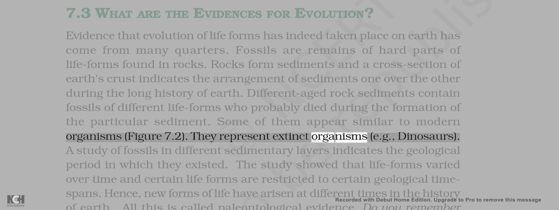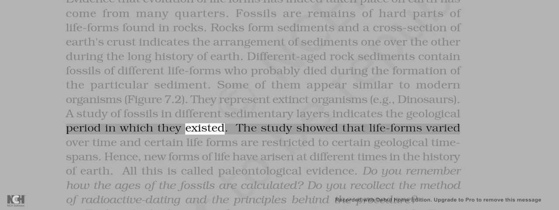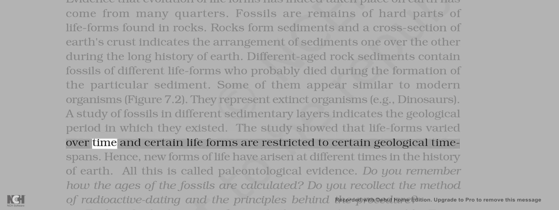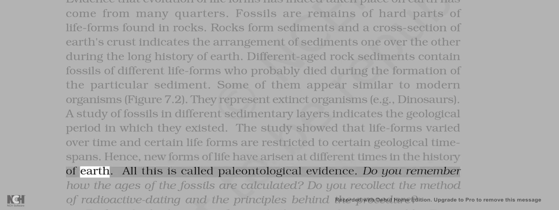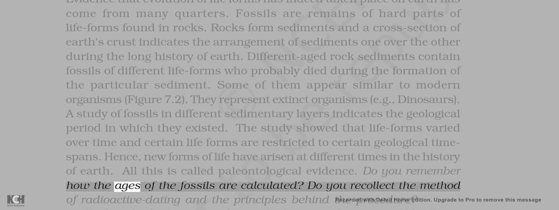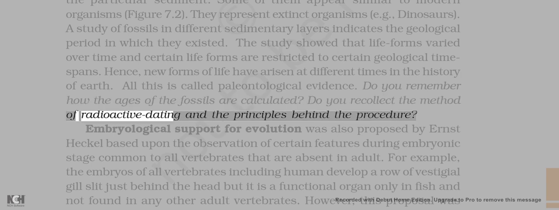They represent extinct organisms, e.g., dinosaurs. A study of fossils in different sedimentary layers indicates the geological period in which they existed. The study showed that life forms varied over time and certain life forms are restricted to certain geological time spans. Hence, new forms of life have arisen at different times in the history of Earth. All this is called paleontological evidence. Do you remember how the ages of the fossils are calculated? Do you recollect the method of radioactive dating and the principles behind the procedure?